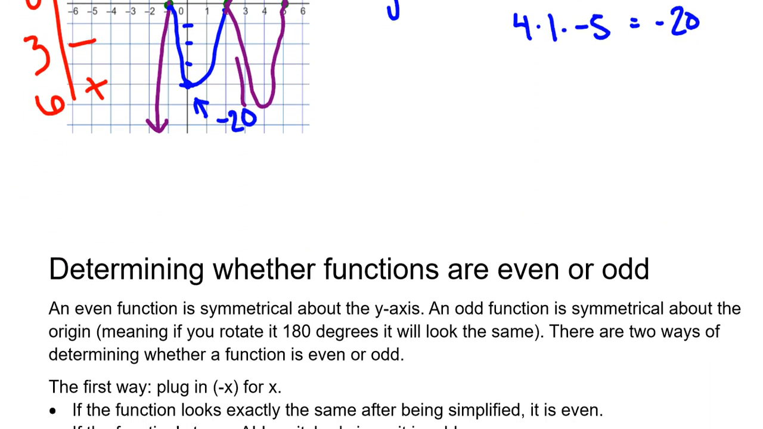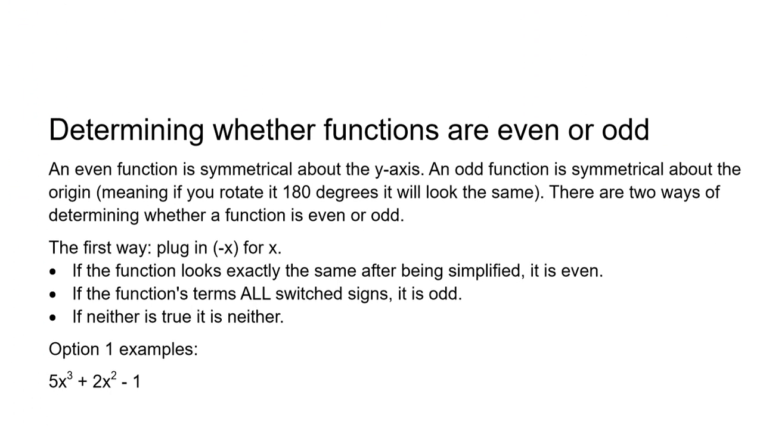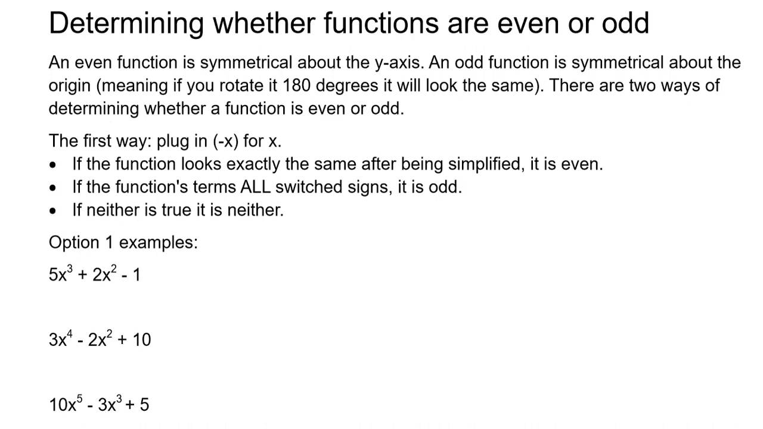All right, finally, we're going to determine whether functions are even or odd, and this is really fast. Okay, so an even function is symmetrical about the y-axis. So if we fold it on the y-axis, the left side matches the right side. So our parent function parabolas and our 4th degrees and our 6th degrees all display this even function symmetry. An odd function is symmetrical about the origin, which means if you took your paper and flipped it upside down, it would look exactly the same as it does right side up.